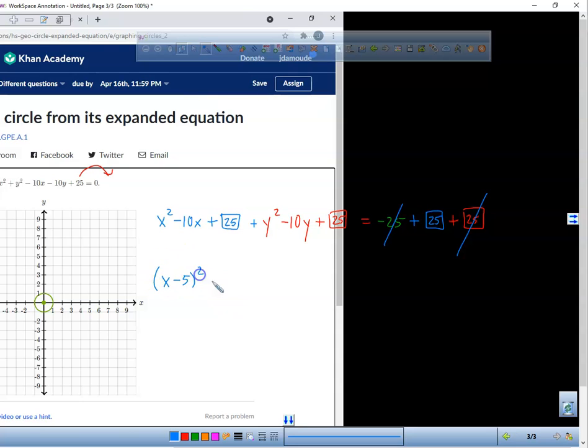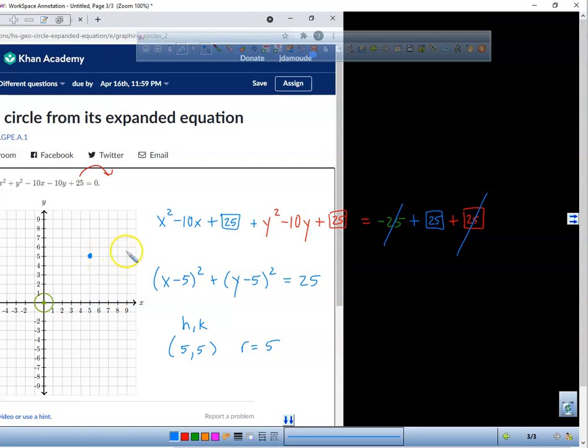(x - 5) squared plus (y - 5) squared equals a positive 25. What's my h and my k? 5 and 5. And what's the length of my radius? 5. So basically a 5 and a 5. What does that mean? That means I have to go over 5 and up 5, put a center right there, and then I have to count out my radius.